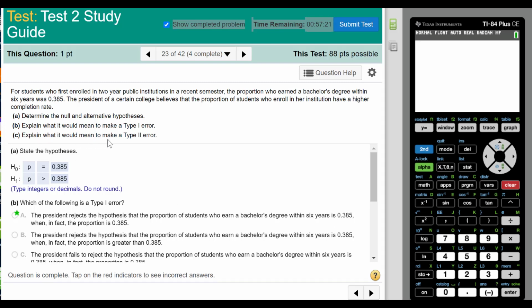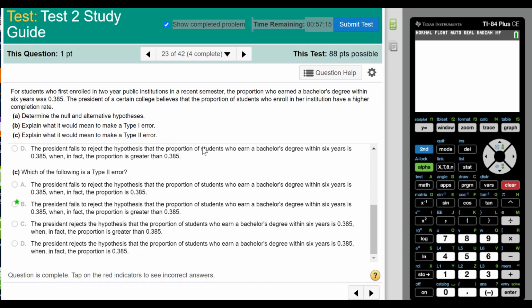What does it mean to make a type 2 error? Type 2 error means you fail to reject the null hypothesis when it is actually false. So the president fails to reject the hypothesis that the proportion of students who earn a bachelor degree within 6 years is 0.385, when in fact the proportion is greater than 0.385. So when you fail to reject the null hypothesis when it is false, you make a type 2 error.